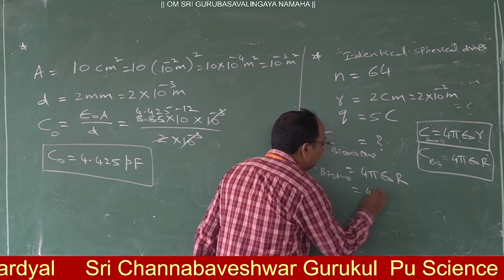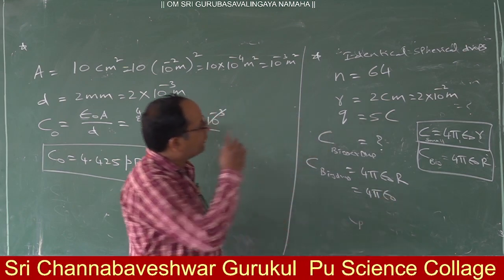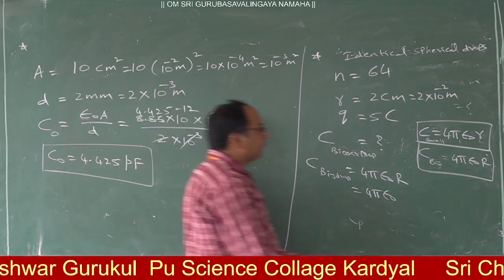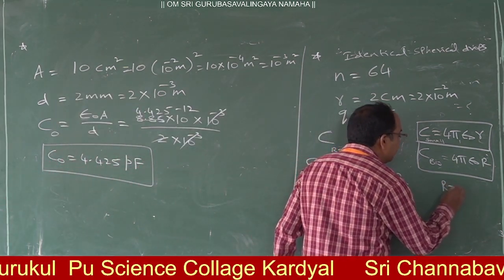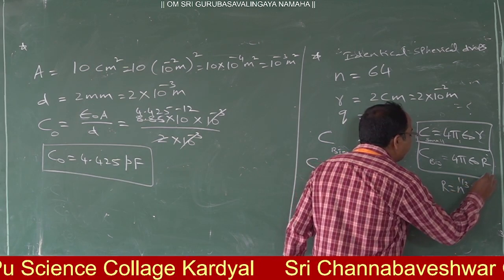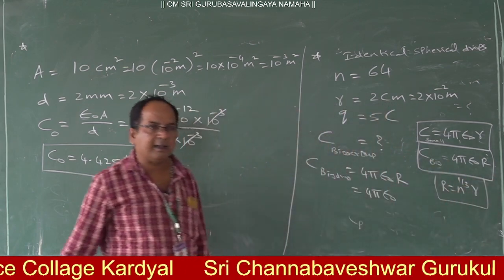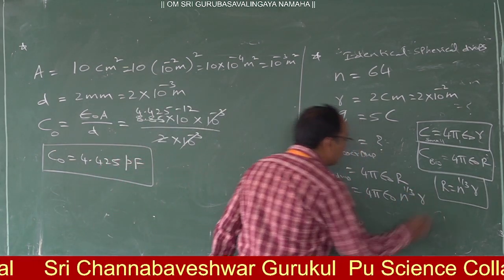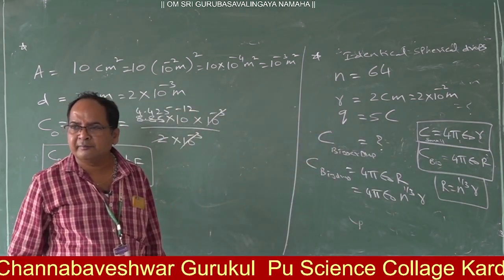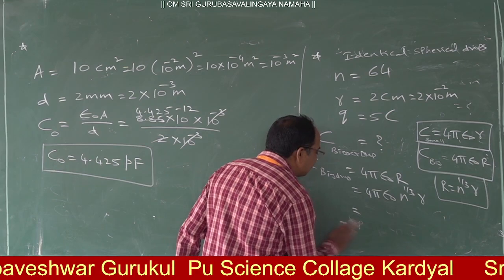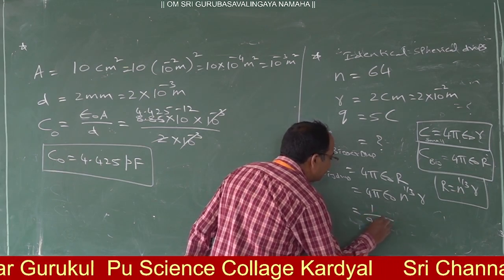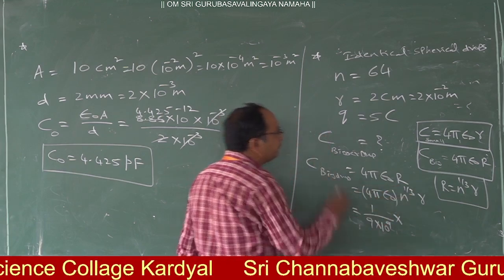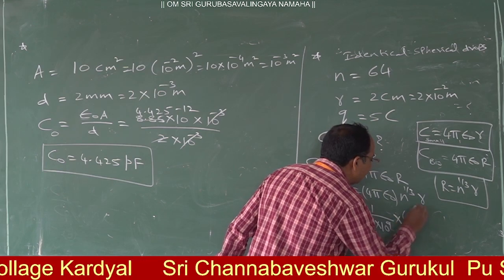That is equal to 4 pi epsilon naught. Is capital R value given? No. Which value is given? Small r. What is the relation between capital R and small r? Capital R is equal to n power 1 by 3 into small r. Already we know that. All values we know or not? So 4 pi epsilon naught is 1 by 9 into 10 power 9, into what is the n value? 64 power 1 by 3.